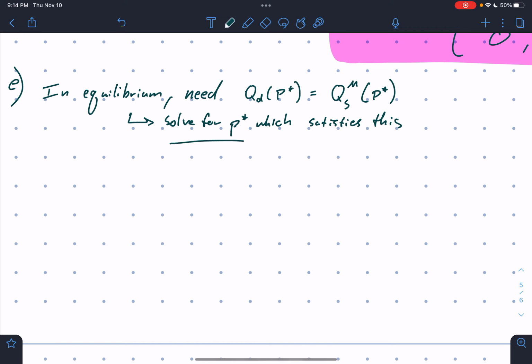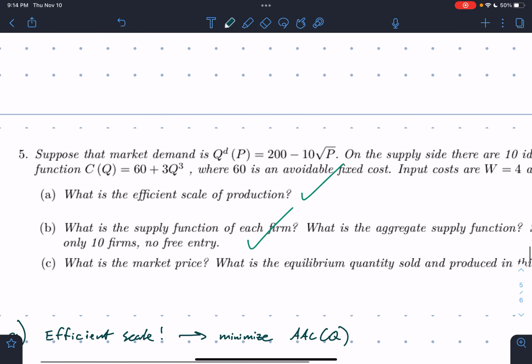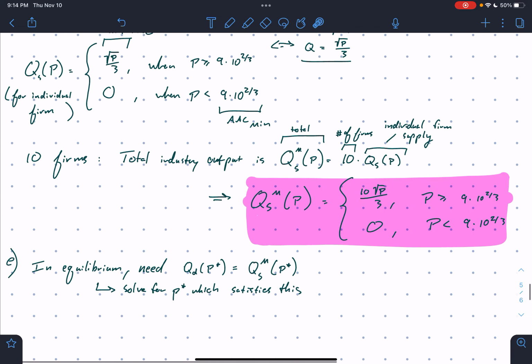That's our goal. We want to solve for some P star. So what we do is we just plug in some P star into both of these and set them equal to each other. So what we have in the problem is, we're given that the quantity demanded is 200 minus 10 root P. And then we derive the supply function for the firms.